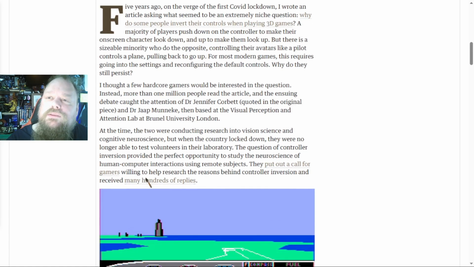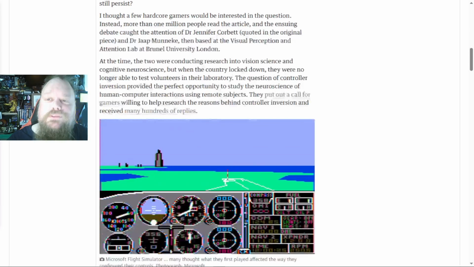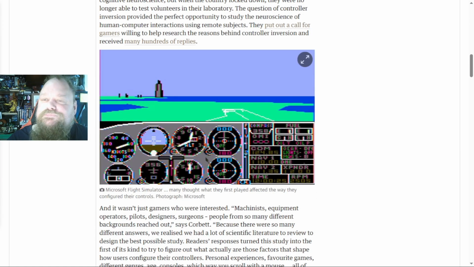At the time, the two were conducting research into vision science and cognitive neuroscience, but when the country locked down, they were no longer able to test volunteers in their laboratory. The question of controller inversion provided the perfect opportunity to study neuroscience of human-computer interactions using remote subjects. They put out a call for gamers willing to help research the reasons behind controller inversion and received many hundreds of replies. This is a screenshot of Microsoft Flight Simulator. Many thought that what they first played affected the way they configured their controls. Interesting.